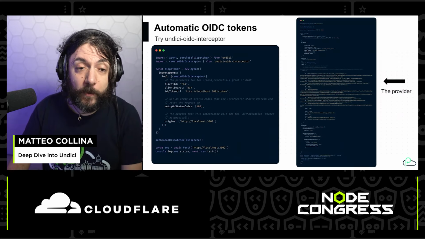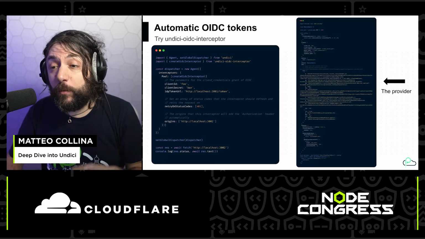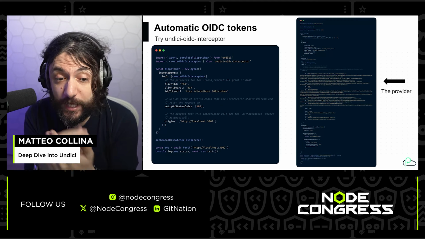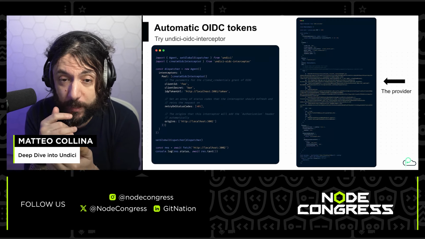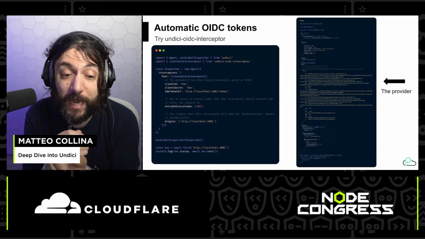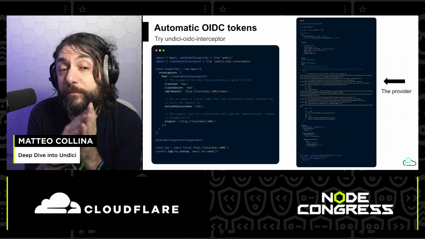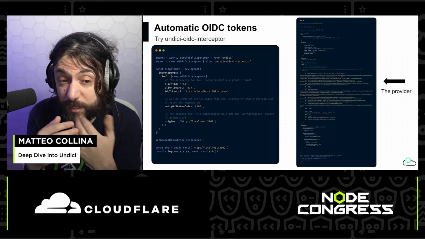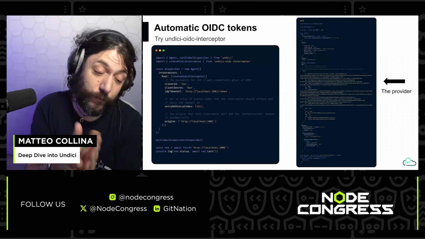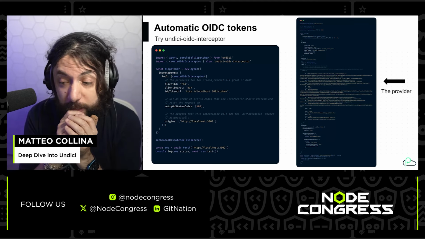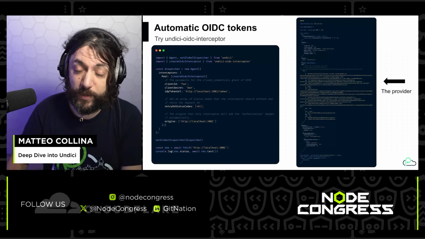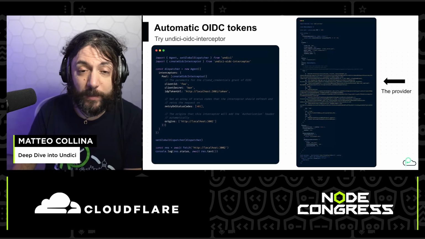Okay, and for example, what I have created is a system to automatically issue M2M, machine-to-machine OIDC tokens for each request coming out to certain destinations. In this example, and you can check it out, it's a separate module called Undici OIDC Interceptor. And when you create an agent, you can configure your interceptors in the code. Okay, it's pretty neat and pretty great from my point of view.